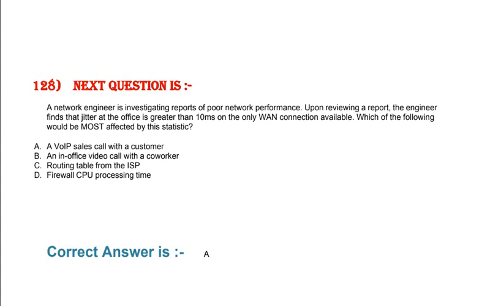Now the question is, a network engineer is investigating reports of poor network performance. Upon reviewing a report, the engineer finds that jitter at the office is greater than 10 ms on the only WAN connection available. Which of the following would be most affected by this statistic? Option A, a VoIP sales call with a customer. Option B, an in-office video call with a coworker. Option C, routing table from the ISP. Option D, firewall CPU processing time. Correct answer is option A.